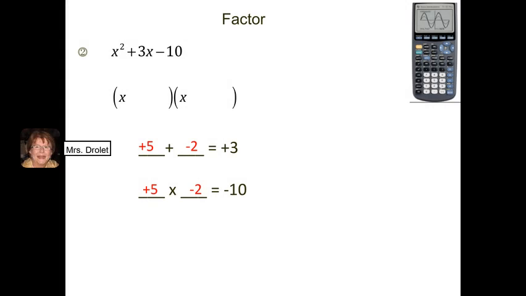It's extremely important that you always verify and double check your numbers. It's easy to make a mistake. Positive 5 plus a negative 2 is indeed positive 3. And at the same time, we must verify that positive 5 times negative 2 is equal to negative 10, which is the last term. We are correct. Therefore, we have our two factors: x plus 5 times x minus 2.